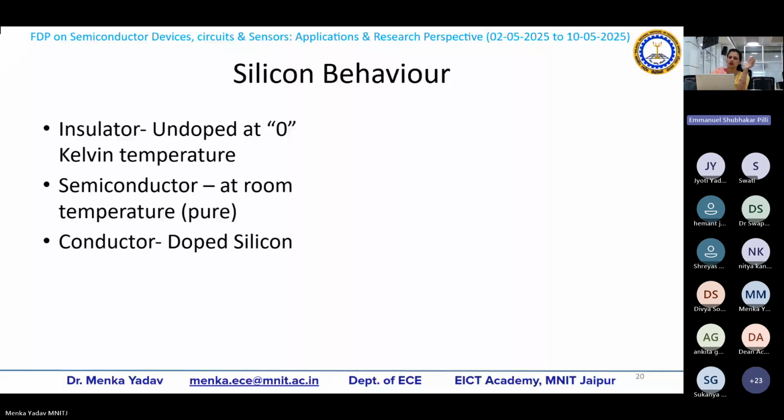In order to make it behave like an insulator, we have to make sure that it is not doped, and along with that it is at 0 degree Kelvin. Doping is not there and 0 degree Kelvin. It can behave like a semiconductor at room temperature if it is pure. So it will behave like a semiconductor at room temperature, even though it is pure.